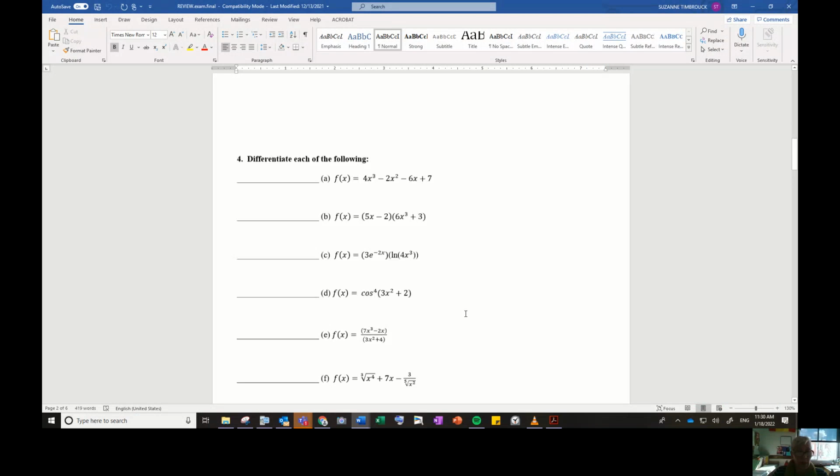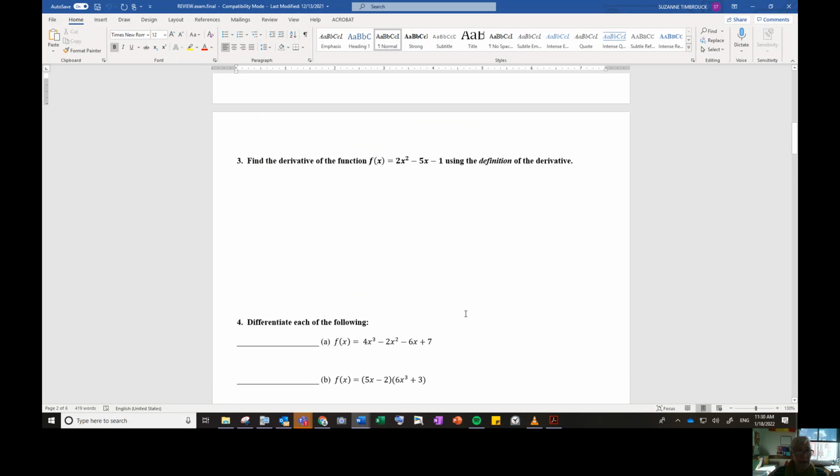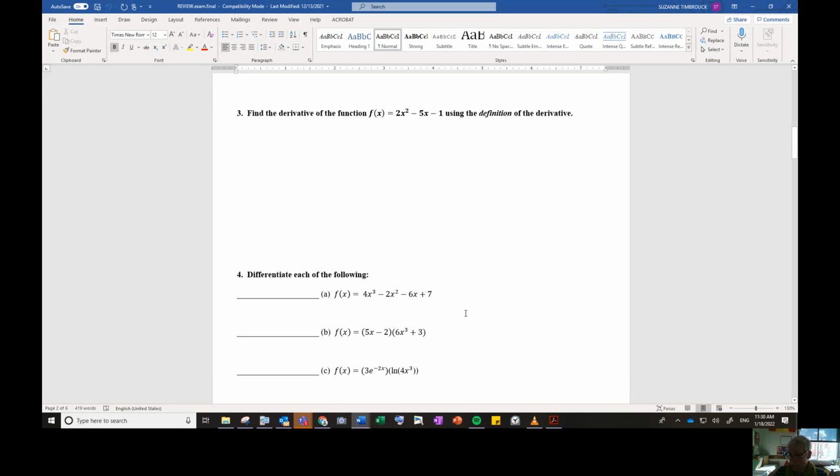Alrighty, it's me again. We're on page 2 now, which is questions 3 and 4 in your review packet. Remember, you can hit pause anytime you need to slow me down and go over the problem.